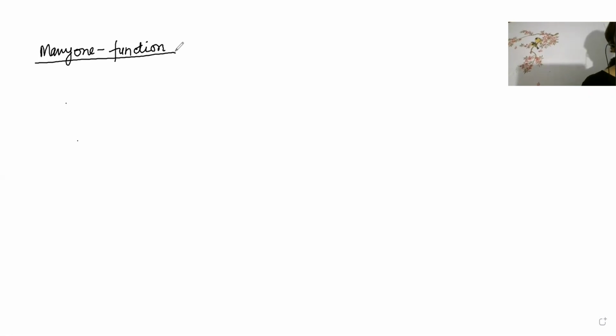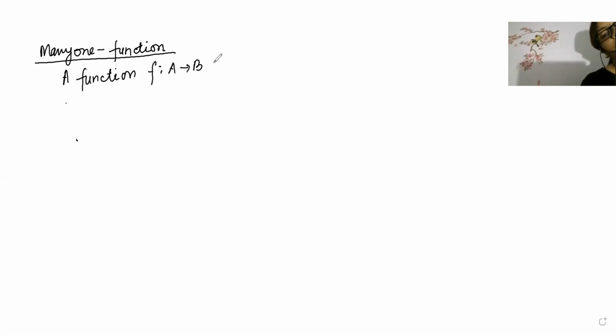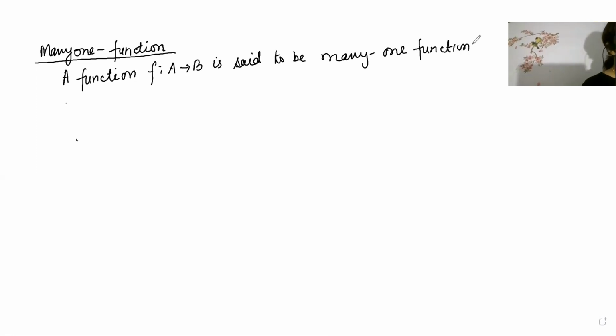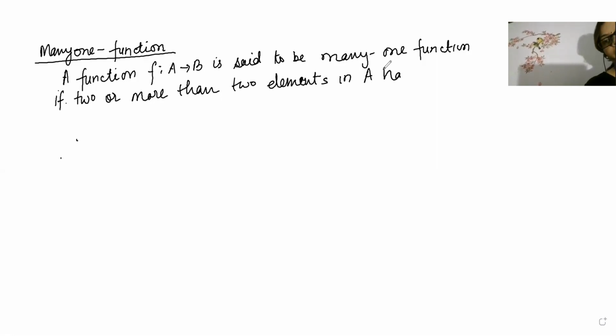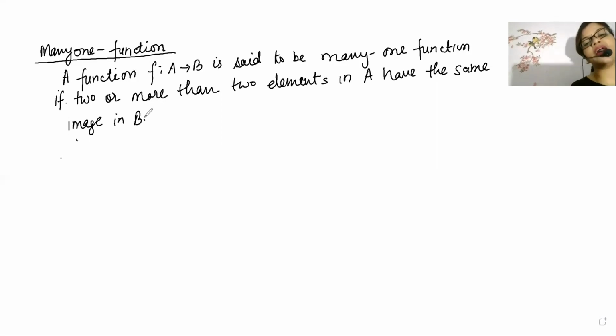Fine. In many-one function, a function f: A → B is said to be a many-one function if two or more than two elements in A have the same image in B. So I've written it in a very simple way: two or more than two elements in A have the same image in B.